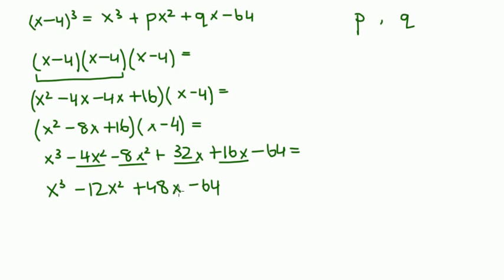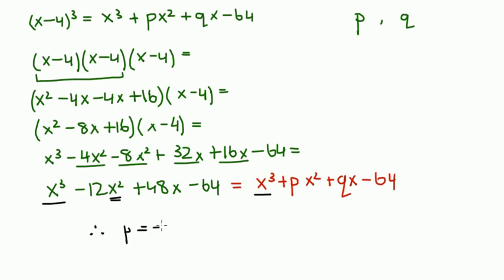So when I'm dealing with identities, I know that the coefficients of terms on the left are equal to the coefficients of the terms on the right. So I'm just writing out my x cubed plus px squared plus qx minus 64. So my x cubed terms don't give me any information. They're not related to p or q. If I look at my x squared term, my coefficient is minus 12. So therefore, p is equal to minus 12. If I look at my x term, my coefficient is 48. So therefore, q is equal to 48. So that's our solution.